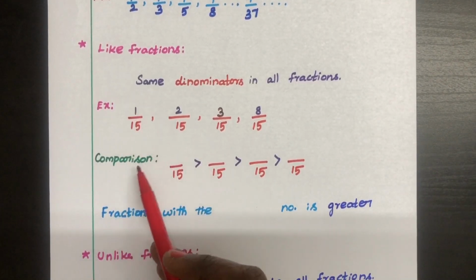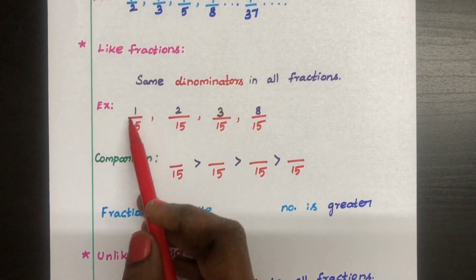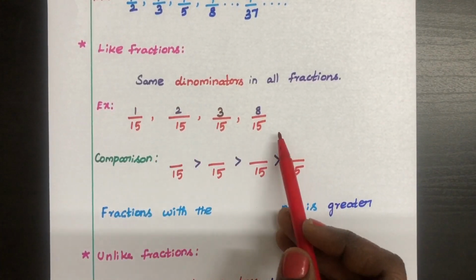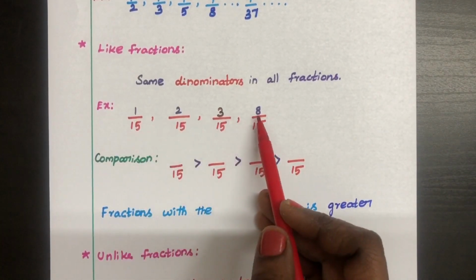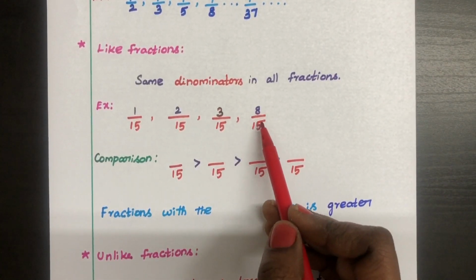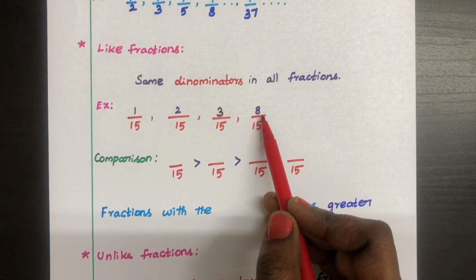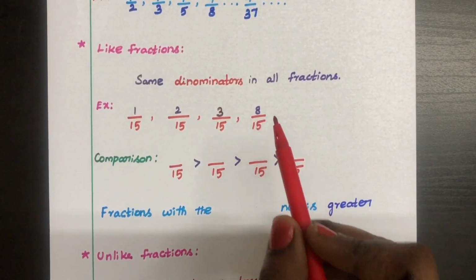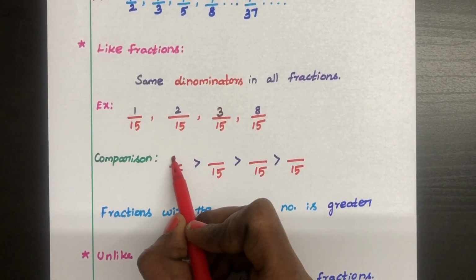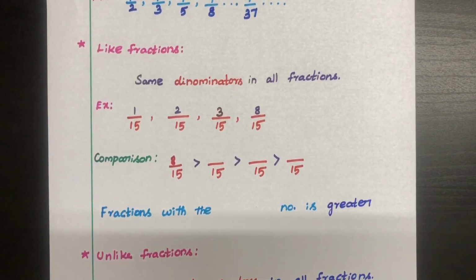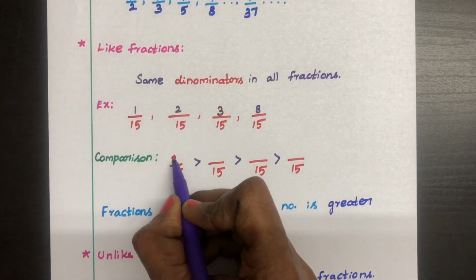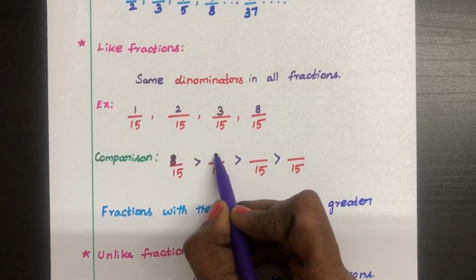How to compare like fractions? Here also we can take this example. So we need to look for the greater number. Wherever you see the greater number in the numerator, that is the bigger fraction. So 8 by 15 is greater. 8 by 15 is greater than 3 by 15.